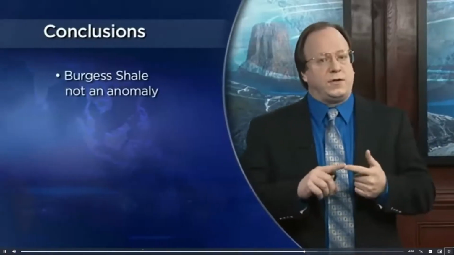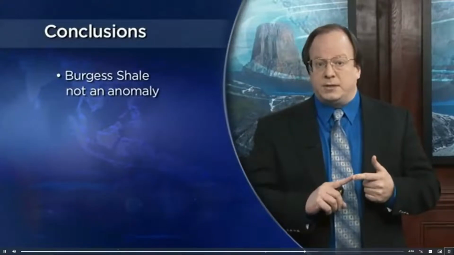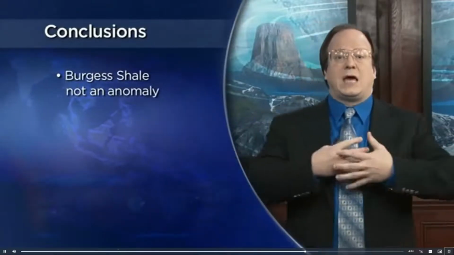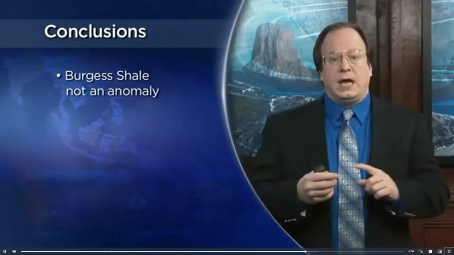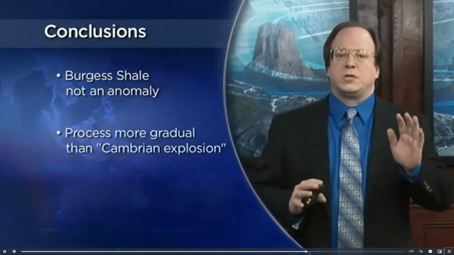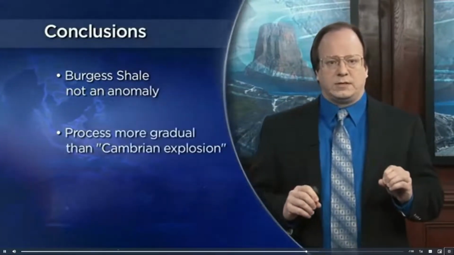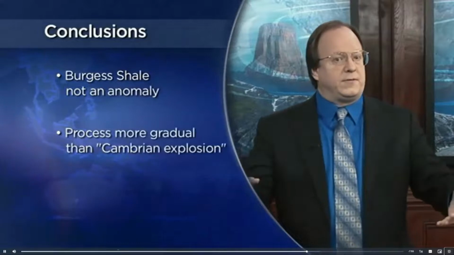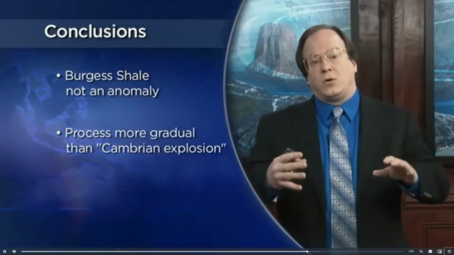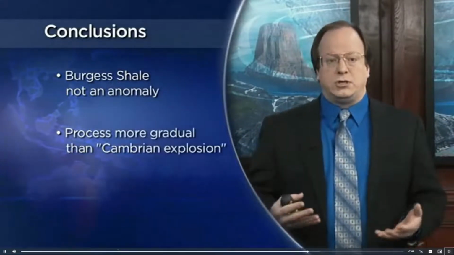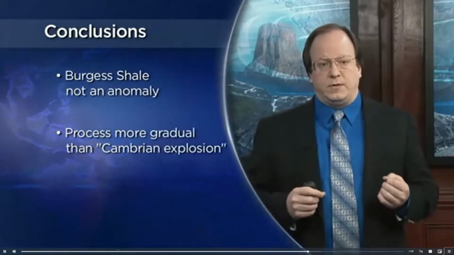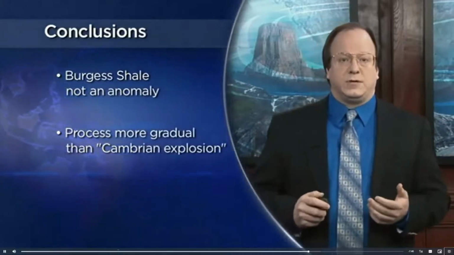And the conclusion from these new fossil finds is that, first of all, the Burgess Shale wasn't anomalous geographically. This stuff was happening all over the globe. And second, the whole process was a little bit more gradual than previously thought. There was certainly rapid diversification for sure, but not quite the Cambrian explosion, a common term that you will hear, that was initially thought.